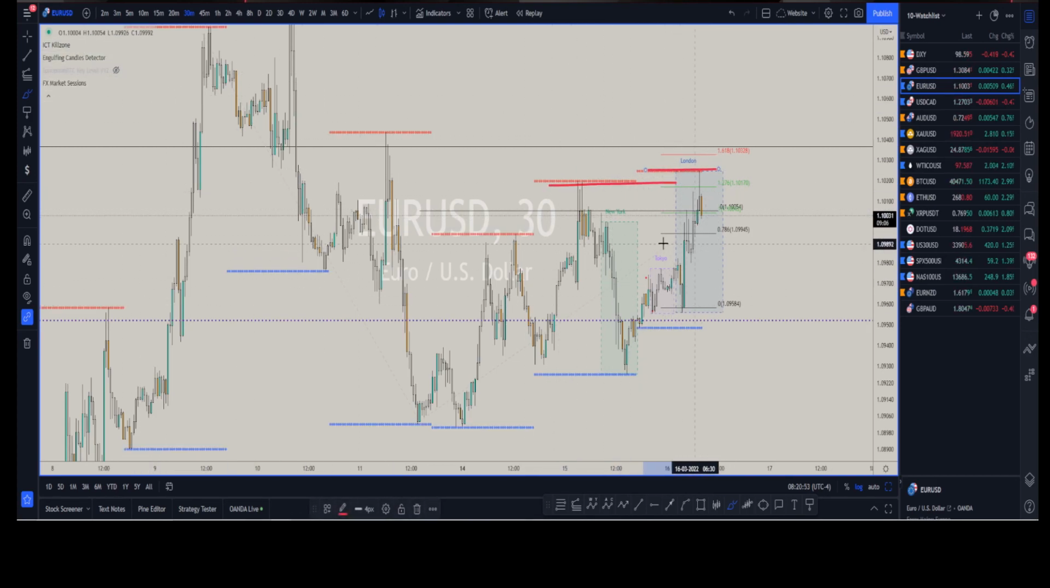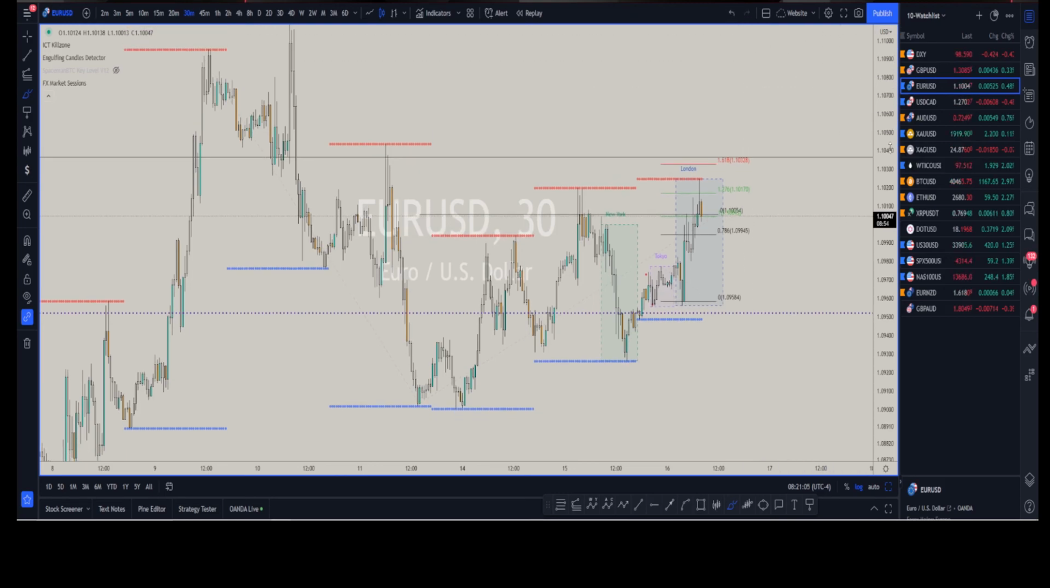That's why I say above a market structure, low or high of the day, of the session, if you're a day trader. Same thing applies for the swing trader. Does this look complete for me? Yes, it does look complete. Are we gonna have this? That's what I'm looking at.